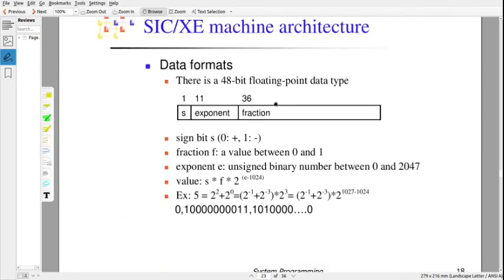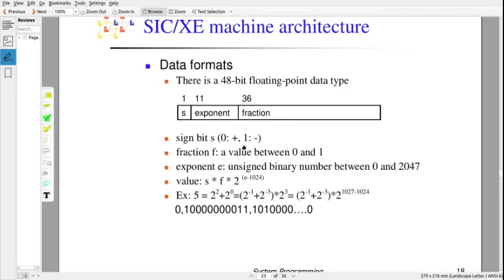In the SIC/XE machine, the data formats: it supports all the data formats which are available in SIC, and we will discuss only the extra formats here. Since the SIC/XE machine supports floating point arithmetic operations, it supports floating point data. The floating point is a 48-bit data type, represented as follows: the first bit, the MSB, is the sign bit, followed by 11 exponent bits, then the remaining 36 bits are for storing the fraction.